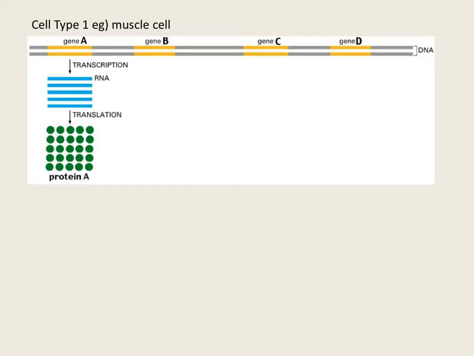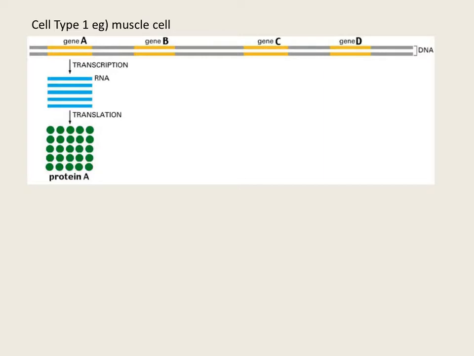So if we have 4 different proteins, and we have, let's say, protein A. This is from muscle cell. What's the difference between transcription and translation? Anybody? What do you think? What's transcription? Does it happen inside the nucleus or outside the nucleus? Inside? Okay.